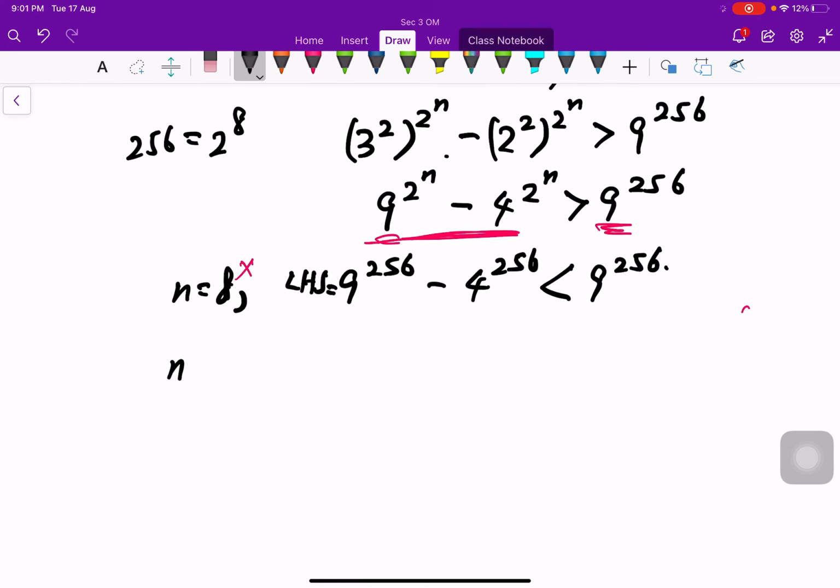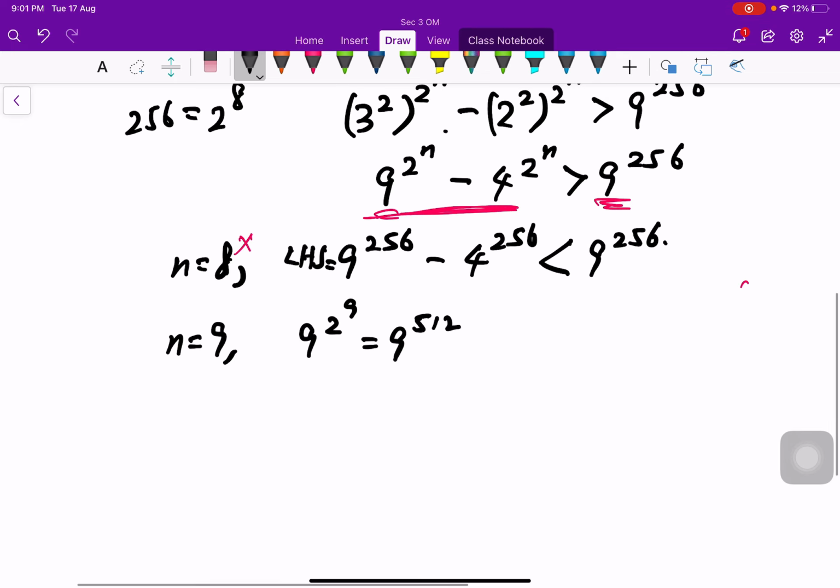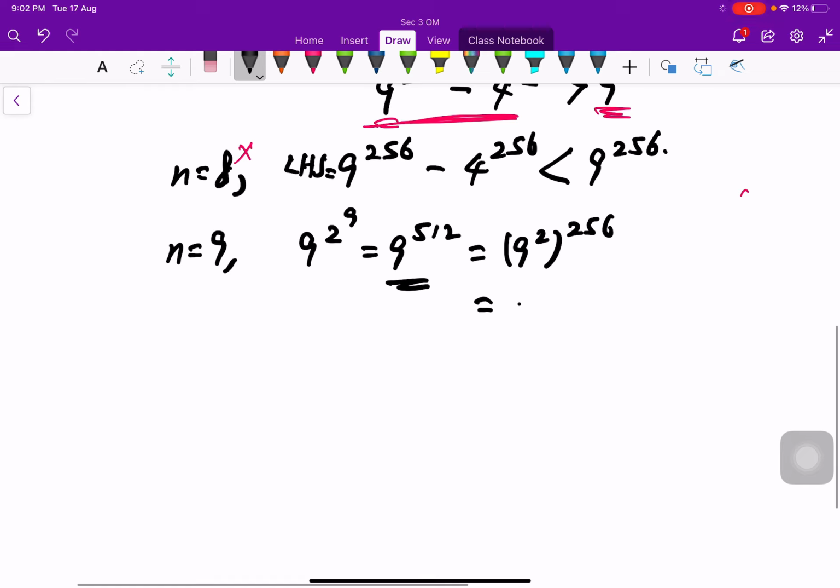Therefore, in this case, I take n equal to 9. Can you see that 9 to the power 2 to the power 9 is equal to 9 to the power 512? This is a very big number, right? And obviously, this is equal to 9 squared and then raised to the power of 256, so that you can see things better. And this is actually 81 to the power of 256, right?